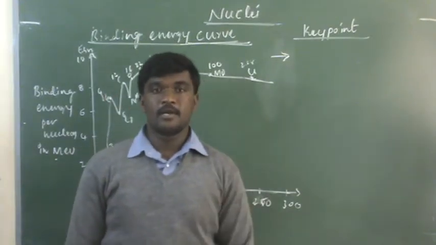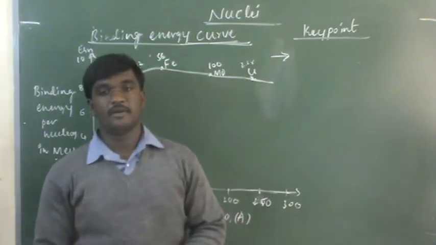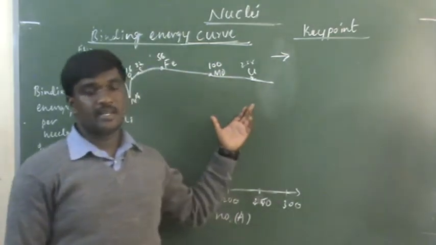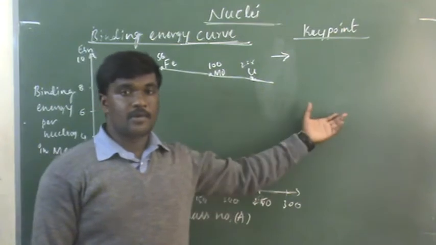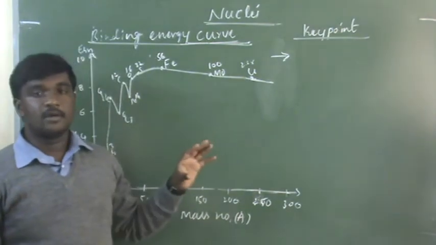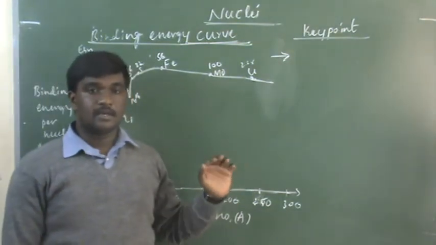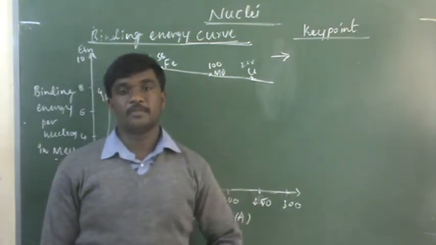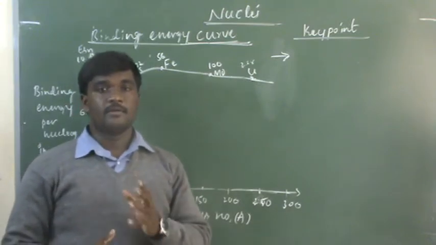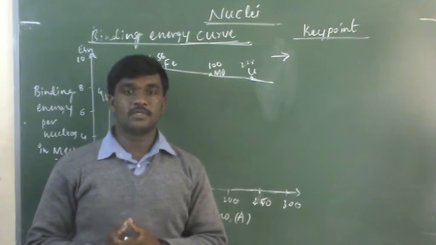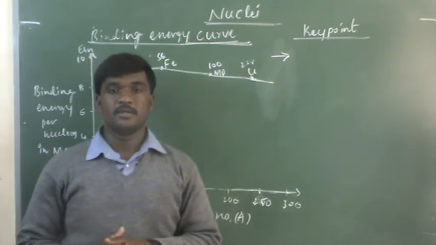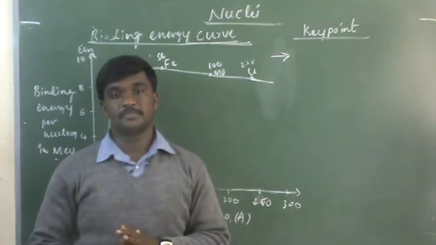Okay. Hi students. In the previous session, Hari Krishna sir discussed the mass-energy relation and nuclear binding energy per nucleon. In the session before that, we discussed what the nucleus is, what isotopes, isobars, isotones and isomers are, and what atomic number and mass number are.